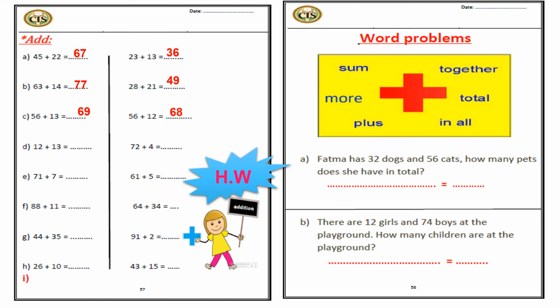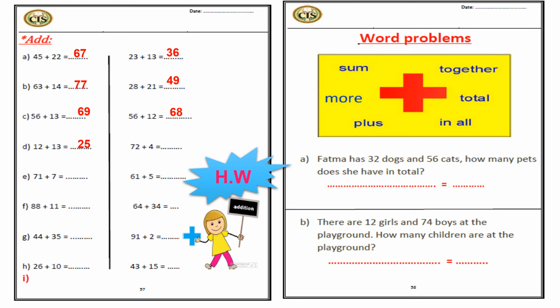In letter D we have 12 plus 13. Ones with ones, tens with tens. 2 plus 3 equals 5. 1 plus 1 equals 2. So the sum is 25.